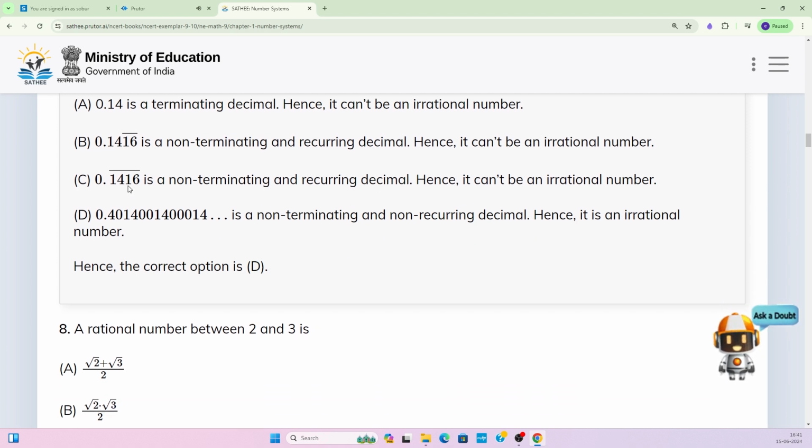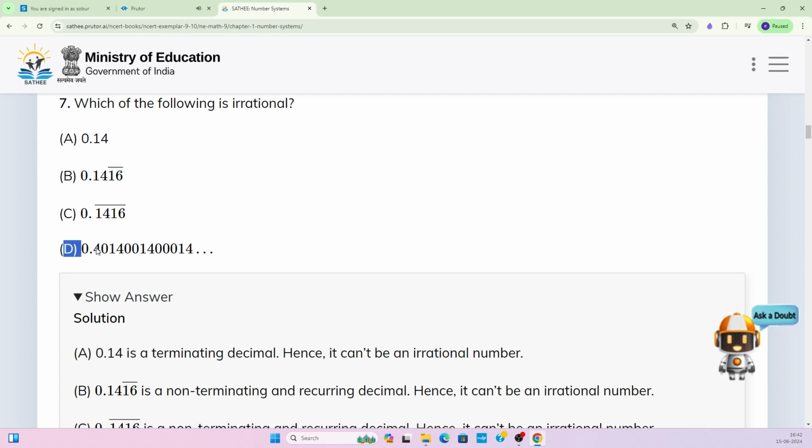And in option C we have 0.1416 bar, and this is actually a non-terminating and recurring decimal. Hence it cannot be an irrational number. And in option D we have 0.401400140014..., this is a non-terminating and non-recurring decimal. Hence it is an irrational number. Hence the correct option is option number D.